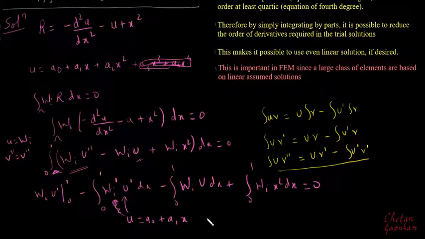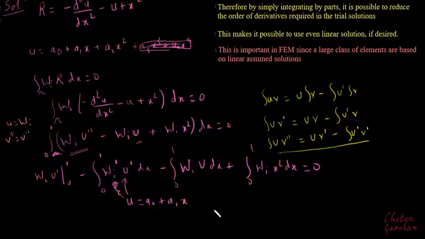And let me tell you, this is very important in finite element method, since many problems will be modeled, or many elements will be developed using this linear assumed solution, because that makes the whole process much simpler rather than going for this quadratic or cubic polynomial. So this step of integration by parts is very important in FEM, because a large class of elements will be based on linear assumed solution.